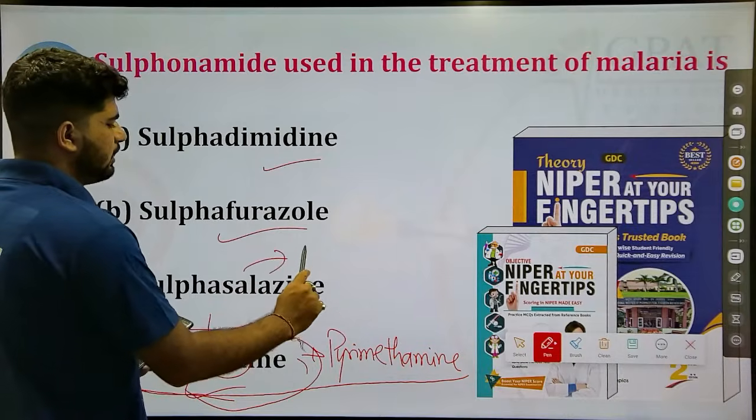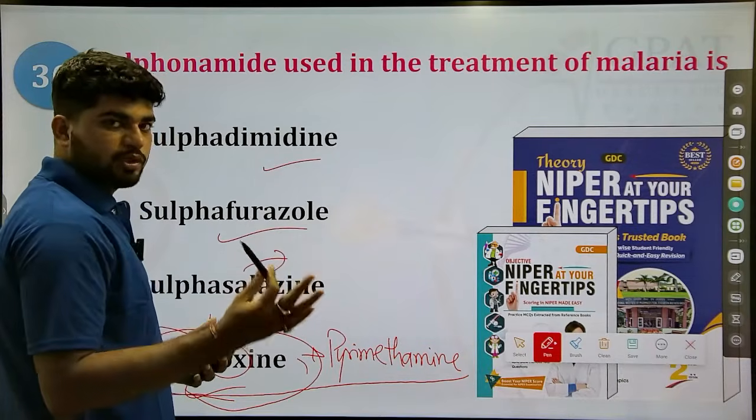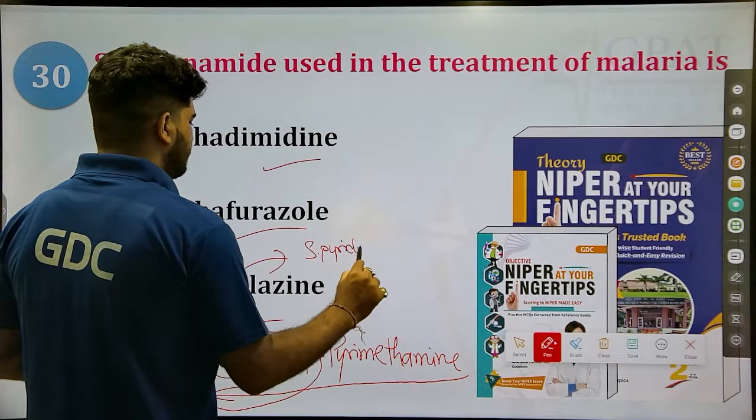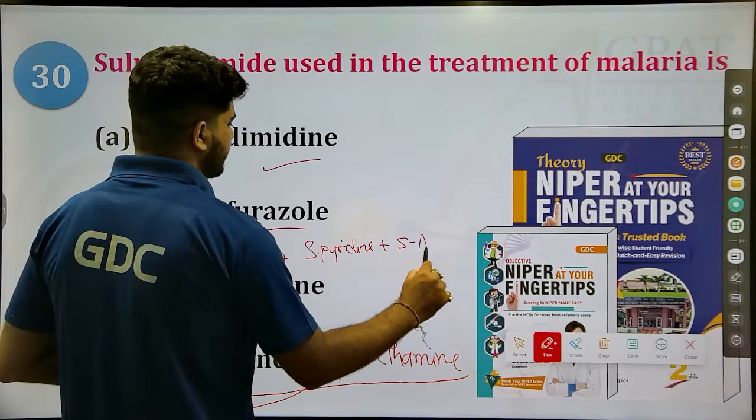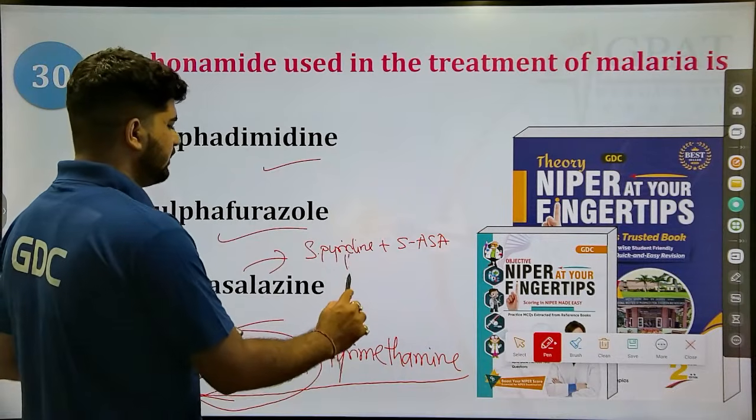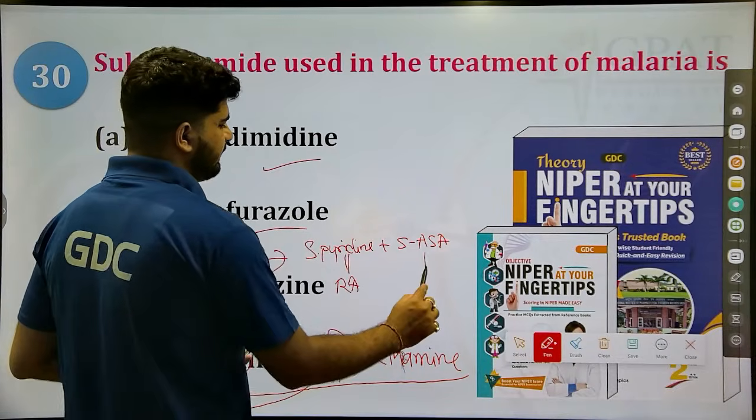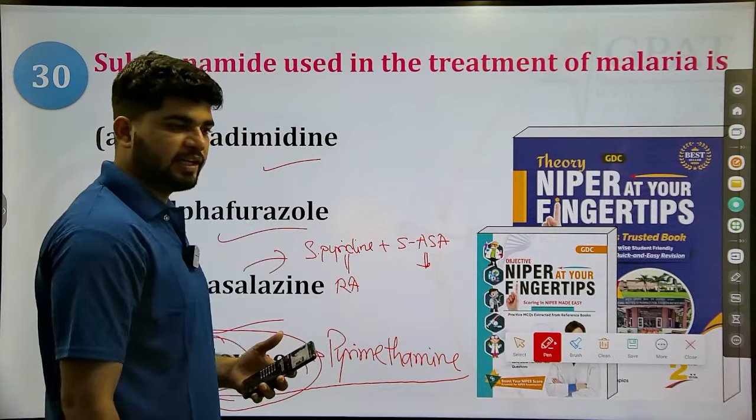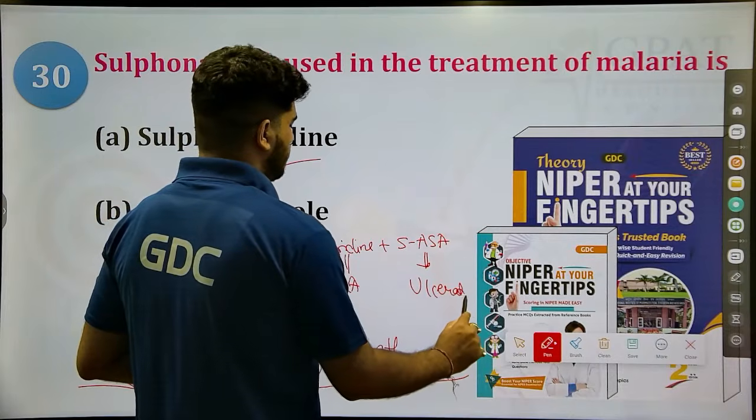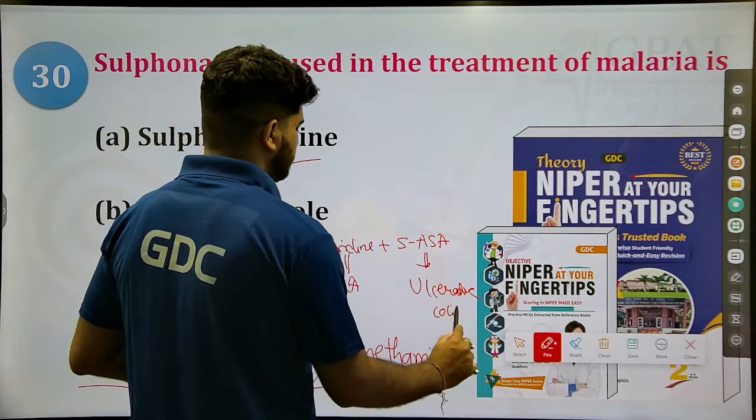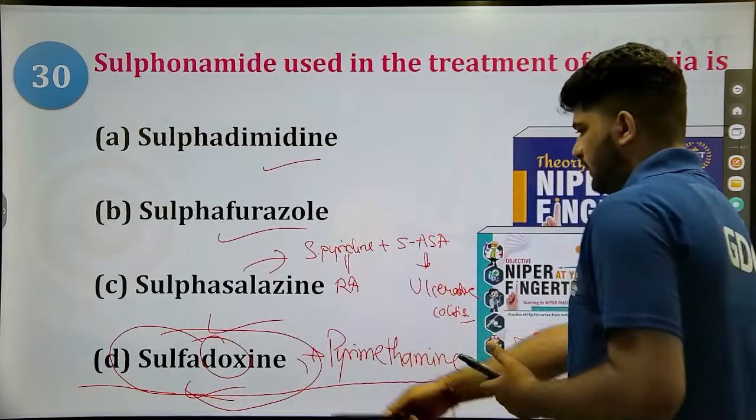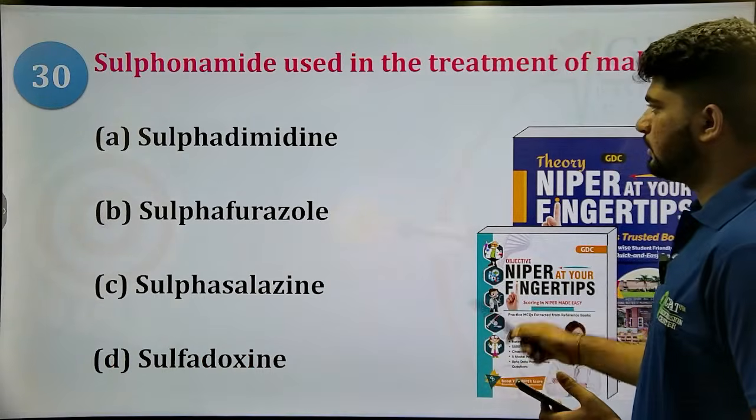Sulfasalazine is a mutual prodrug which gives sulfapyridine plus 5-ASA, that is aminosalicylic acid. Sulfapyridine is useful in rheumatoid arthritis, whereas 5-ASA is useful in ulcerative colitis. So you have to remember this. The answer here would be sulfadoxine. Alright, sure.